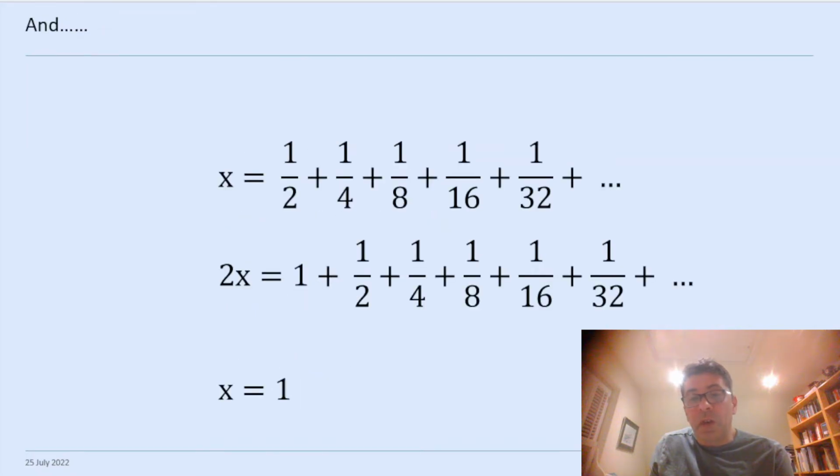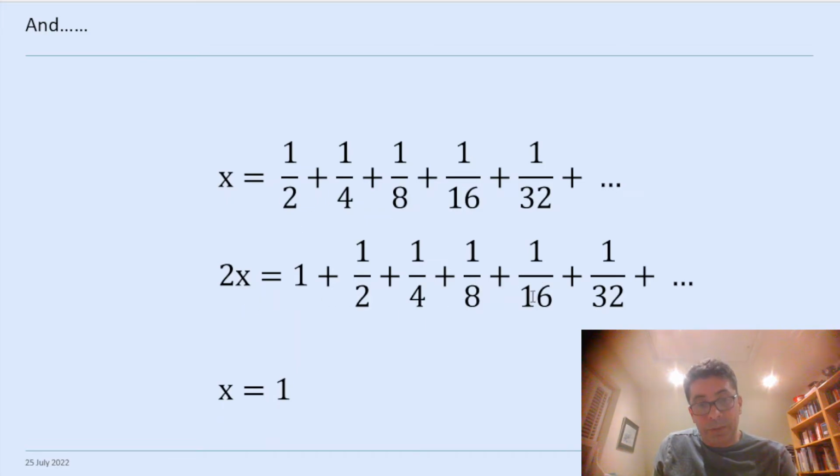Okay, so the point of all of this is now, in a similar way, we can say x equals a half plus a quarter plus an eighth plus a 16th plus a 32nd. And that means that 2 times x is double all of this. So if you double a half, you get 1. If you double a quarter, you get a half. If you double an eighth, you get a quarter. If you double a 16th, you get an eighth. So x equals this lot.